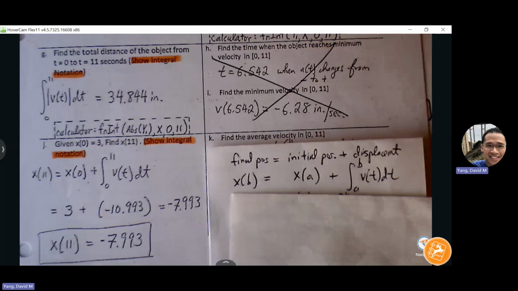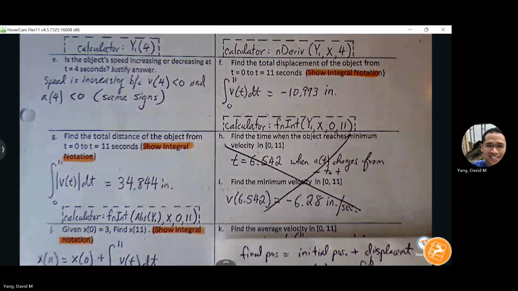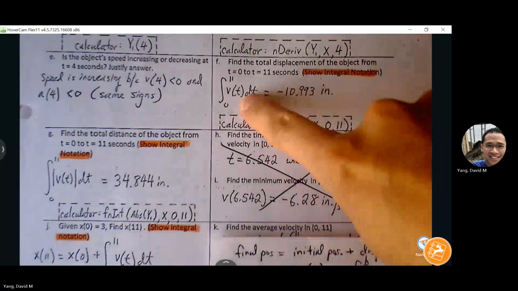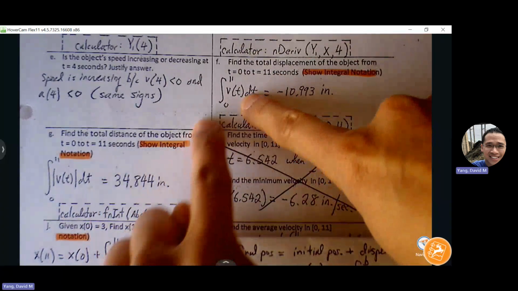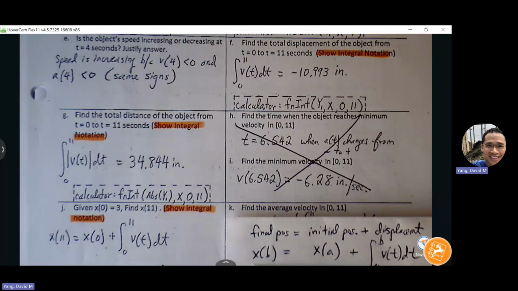Okay, on the test, I'm going to ask you to show me the integral notation. You see how F, G, and J have that show integral notation. I just want to make sure that we can distinguish between these 3. Some students get confused between these 3. So displacement is just the integral of velocity. Total distance is the integral of the absolute value of velocity. And final position or any location I'm looking for is starting point plus displacement.